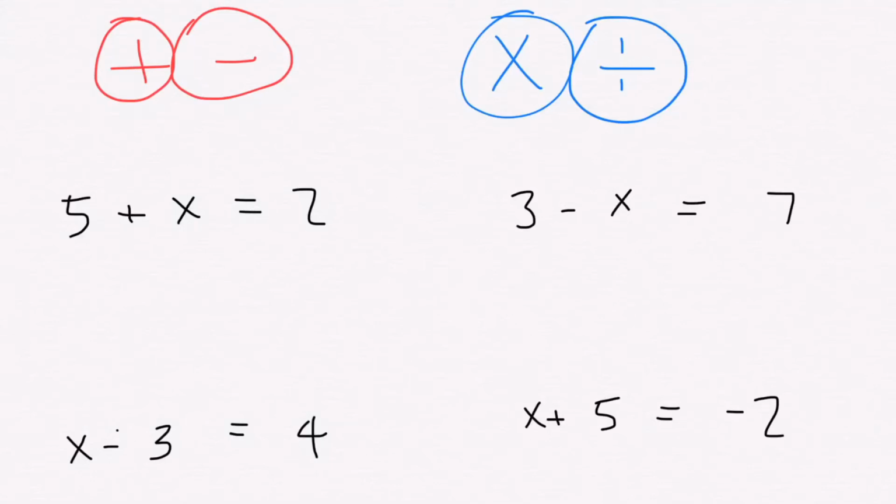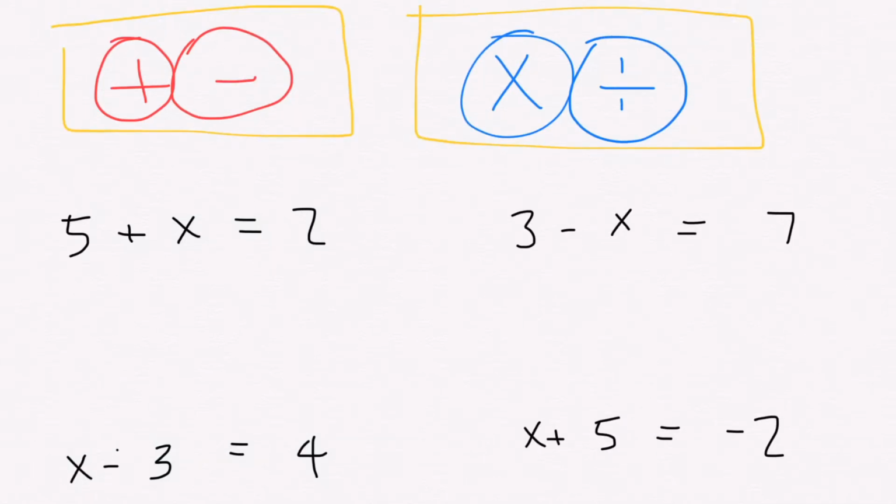Alright, in this video I'll show you guys how to solve one-step equations. Before we start, if you look here, I have drawn the two pairs when it comes to solving these one-step equations. The first pair is addition and subtraction, and the second pair is multiplication and division. So basically, when you see an addition sign, you usually subtract, and when you see a minus sign, you usually add. If you see a multiplication sign, you usually divide, and if you see a division sign, you usually multiply.